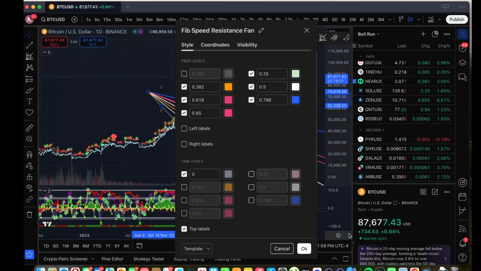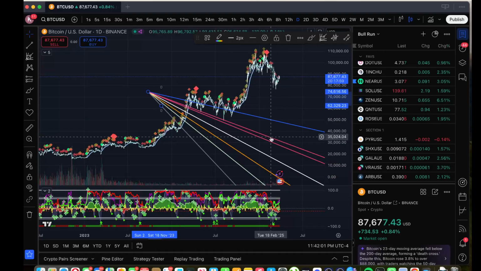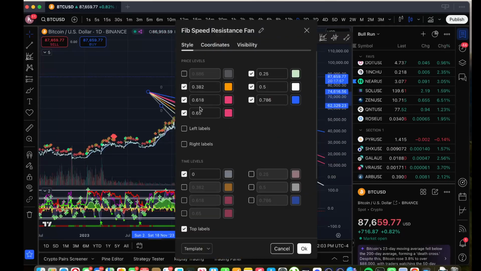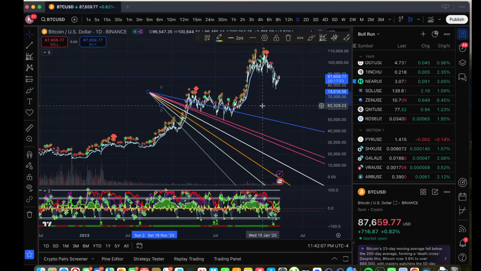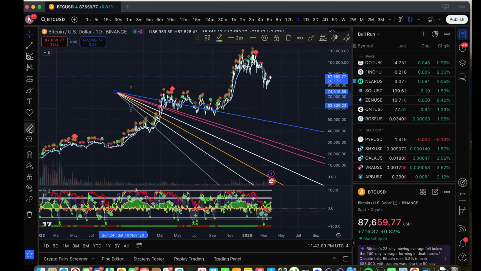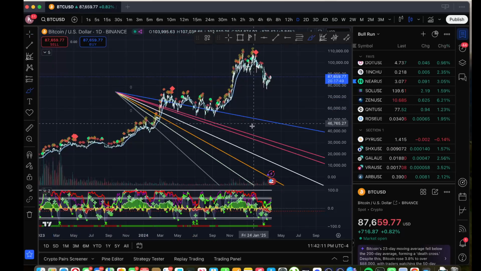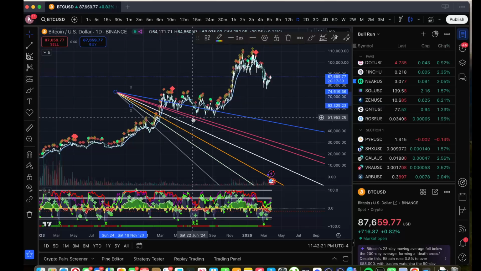For my analysis, what I like to do is make these two levels, the 0.618 and the 0.65, the same color, because you always want to look at that specific area as a zone. You can see right here when they're all single lines, but when price comes into that area, it gives it a little bit of playing room. So that's what I do for my settings.